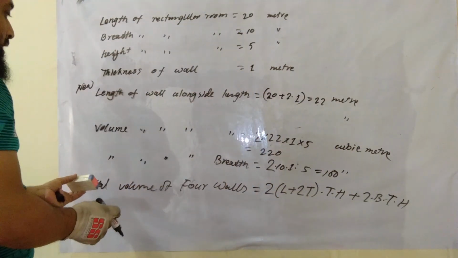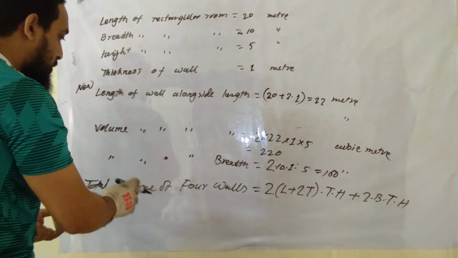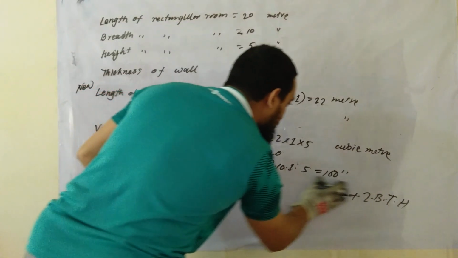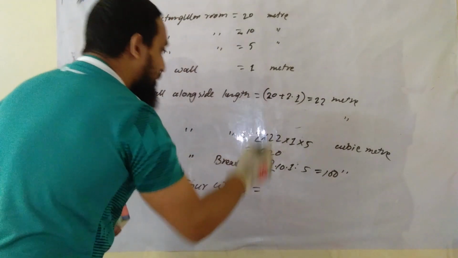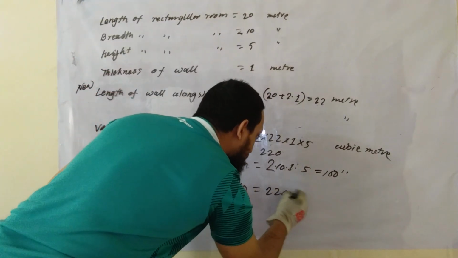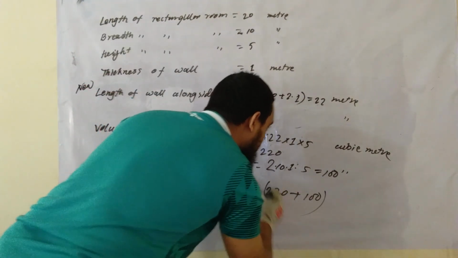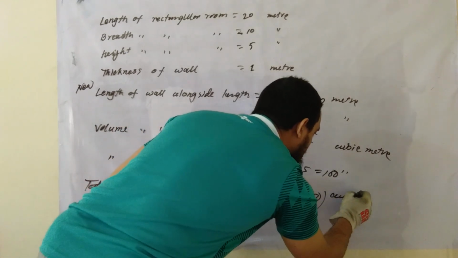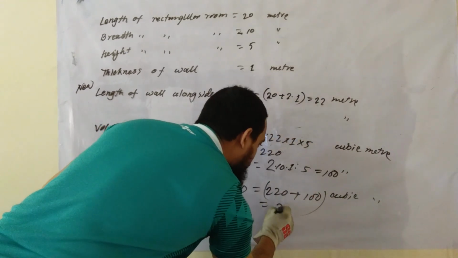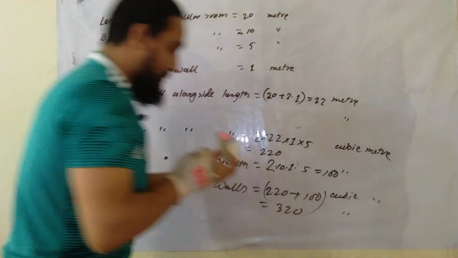So if we want to find the total volume of 4 walls, we just need to do what? We just need to add them. So what is going to be? 220 plus 100 cubic meter is going to be 320 cubic meter.